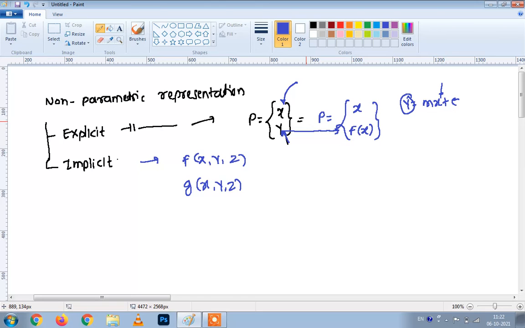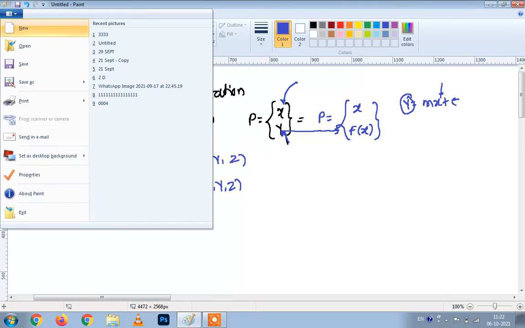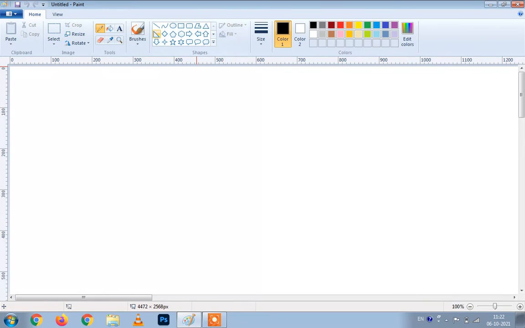Now we will see the different types of curves. There are 2 major types of curves. Till this point we have seen the representation of curve. Now we are going to see the types of curves. There are 2 major types of curve which are used in case of modeling. First one is the analytical, and second one is the synthetic curve.